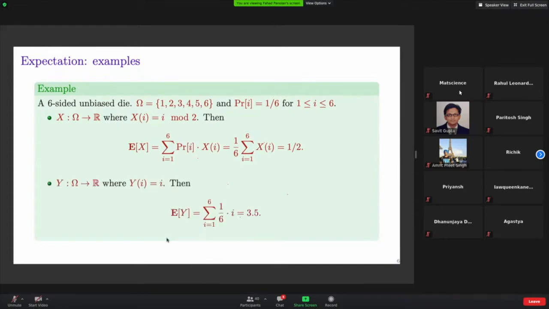And now suppose you define the random variable y of i is equal to i. Which is actually saying, if you throw a die, what number do you expect? Is it 1, 2, 3, 4, 5, 6, and then if you take the average according to the probability weights, that is the expectation of y, that will be 3.5.